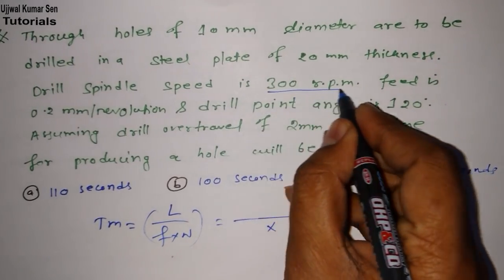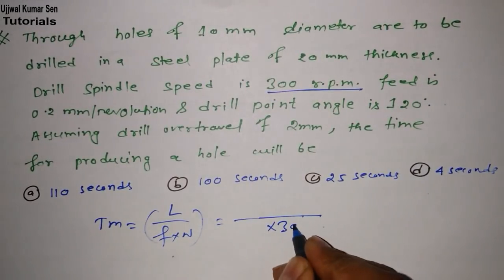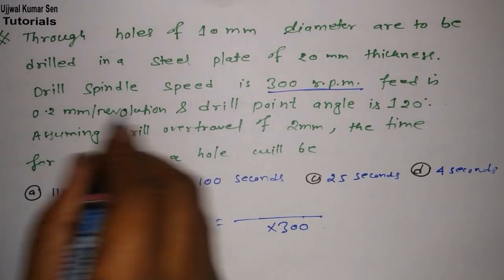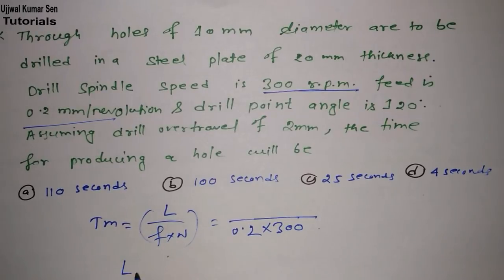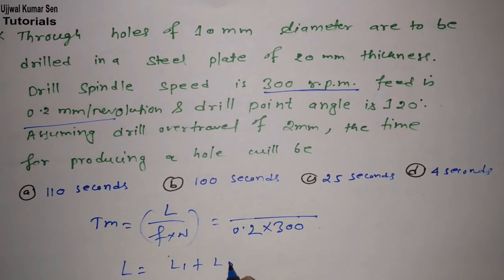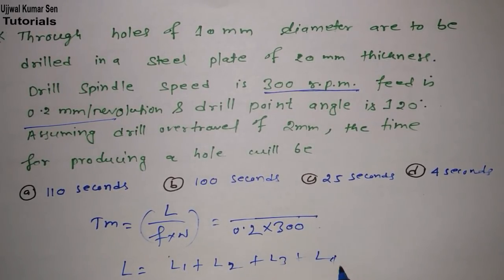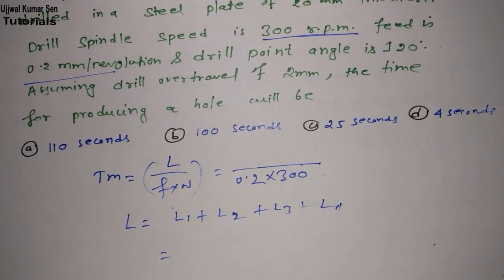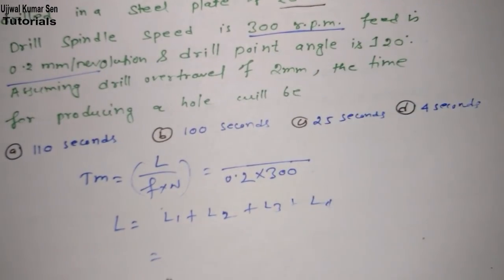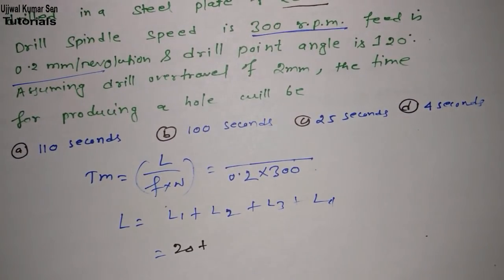Now as you can see here, 300 RPM, that means N is here. F, the feed, is 0.2. Now we have to find out L, L1 plus L2 plus L3 plus L4, right? So what is L1 basically? We know that L1 is the depth of hole material, that means thickness, you can say. So here it is 20. Plus L2. What is L2? The approach length.